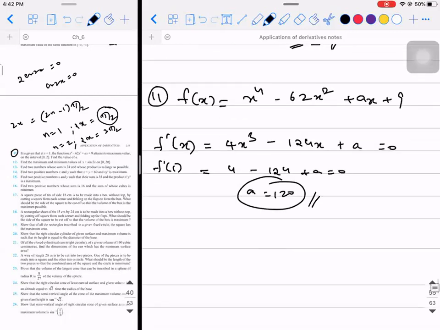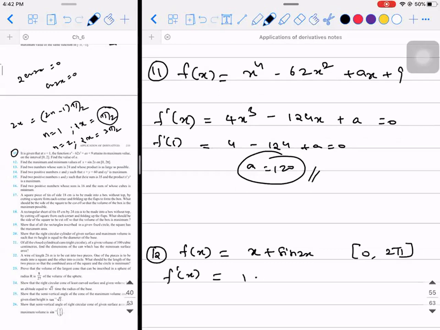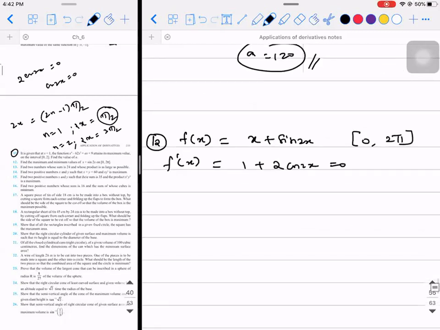Okay. So the 12th one, try to do the 12th one because it is a combination of algebraic and trigonometric functions. Do it now itself. Find the maximum and minimum value of f of x equals x plus sine 2x, again in the closed interval 0 to 2 pi. So f dash of x is 1 plus 2 cos 2x, and this should be equal to 0. So 2 cos 2x is equal to minus 1.